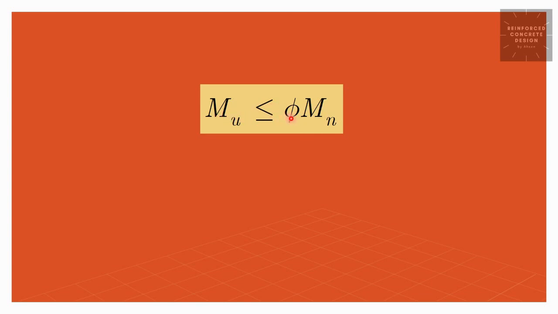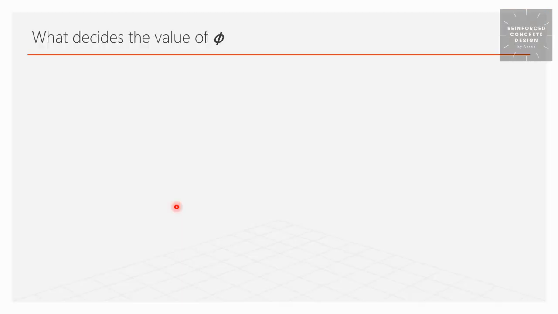Now generally we take the value of phi, but does the value of phi have to be always 0.9, or does it have to be something else? So what is the actual factor which decides the value of phi? So the answer is it is the strain in steel. But which strain?